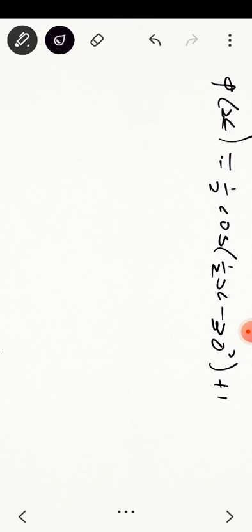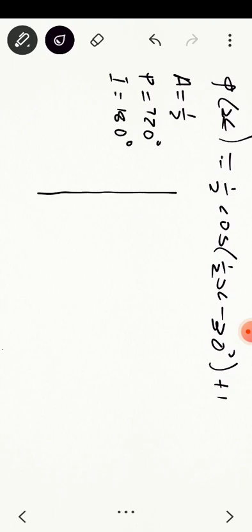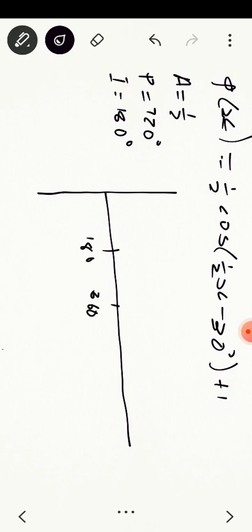So the first thing that we're going to do is to draw the general cosine function based on the value of a and on the value of b. So our amplitude is going to be 1 over 2, and our period is going to be 720 degrees, with an interval of 180 degrees. So sketching the cosine function, we're going to have our 180, 360, 540, and we have our 720 degrees, and our amplitude of a half.